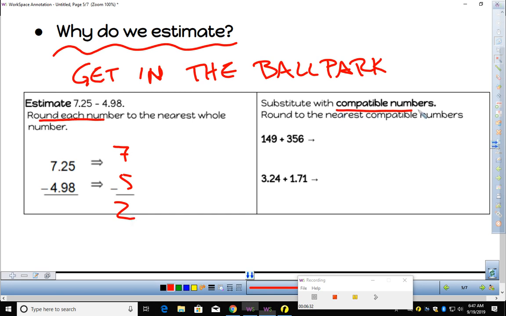Another way to estimate is by using compatible numbers, by rounding things specifically to make things easier to work with. Compatible numbers make it easy. So 149 becomes 150, 356 becomes 350. Because I can add 50s and hundreds all day long. 50 plus 50 is 100. 100 plus 100 is 200. Plus 300 is 500.